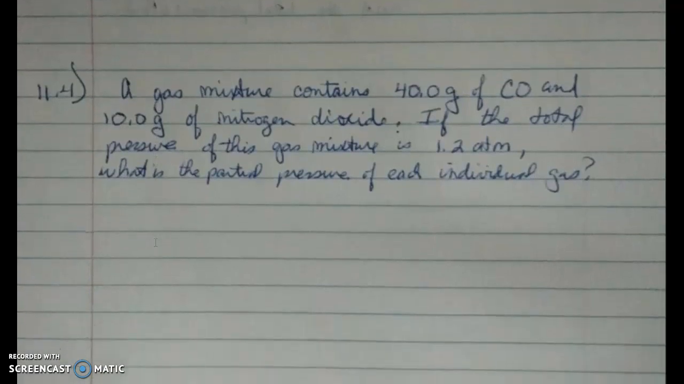This is 11.4. A gas mixture contains 40.0 grams of carbon monoxide and 10.0 grams of nitrogen dioxide. If the total pressure of this gas mixture is 1.2 atmospheres, what is the partial pressure of each individual gas? So what is the partial pressure of carbon monoxide and what is the partial pressure of nitrogen dioxide?